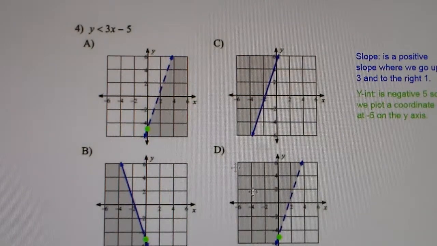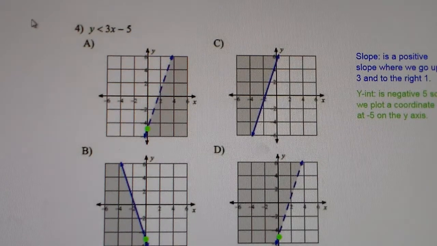So the 0, 0 point is not a correct answer. It's false because 0 is not less than negative 5. That is a false statement. So we do not shade that 0, 0 point. So that's why we cannot pick D. Our option is A. So 4 is A.